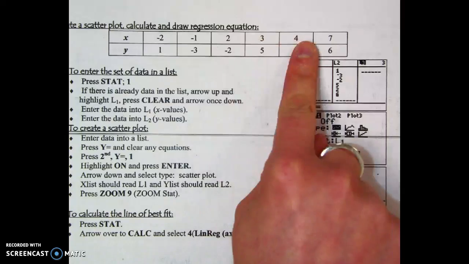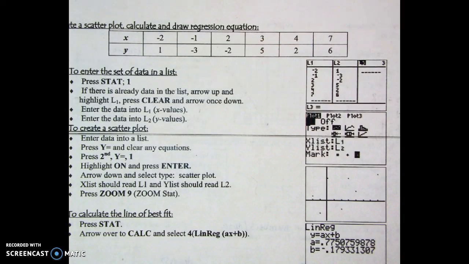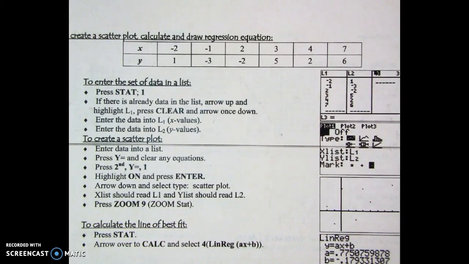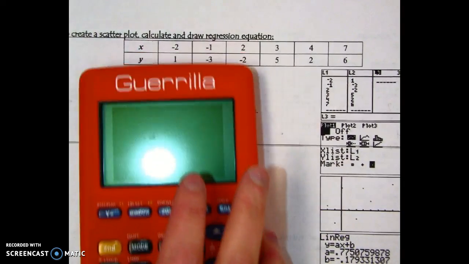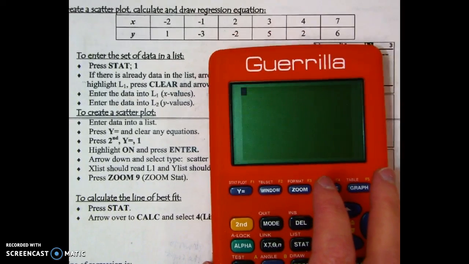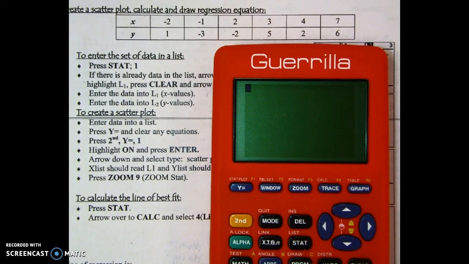So they give us this table. We need to put this table into the calculator. And to do that, get out your calculator. Let me get it out of the glare here. And you are going to hit the stat button. The stat button is right here. You see my finger right down here? Stat button. So go to stat and hit number 1.